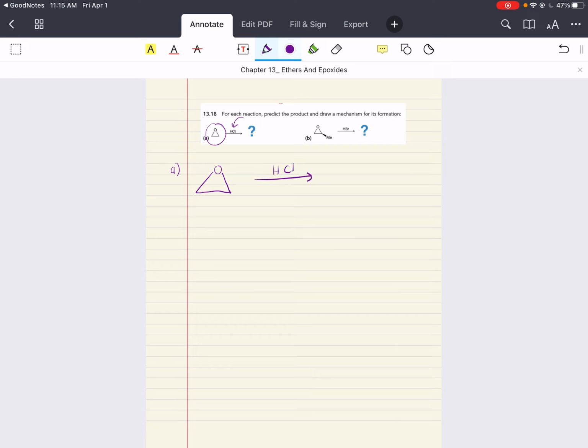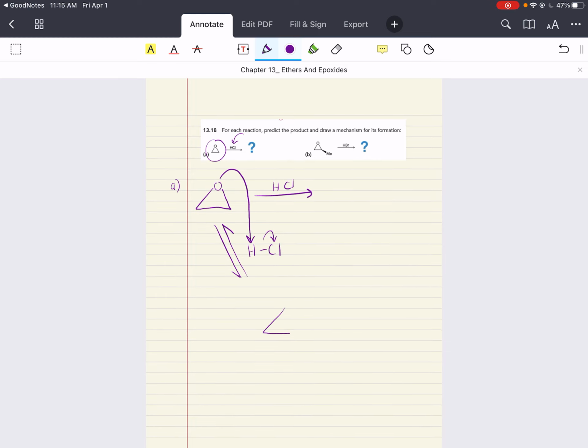What happens first, and it's an equilibrium arrow. Here's your HCl. Your oxygen is going to take that hydrogen, and then we're going to break off from the chlorine. So what we get now is we still have our ring structure, but now our oxygen has a hydrogen and a positive charge. Now the chlorine comes in and attacks a carbon.